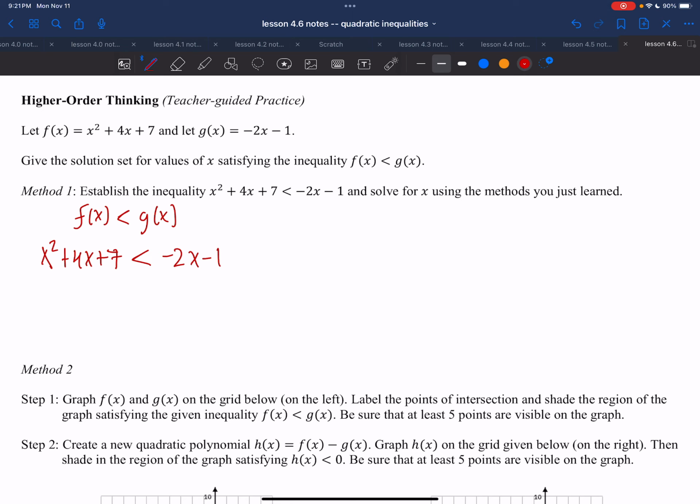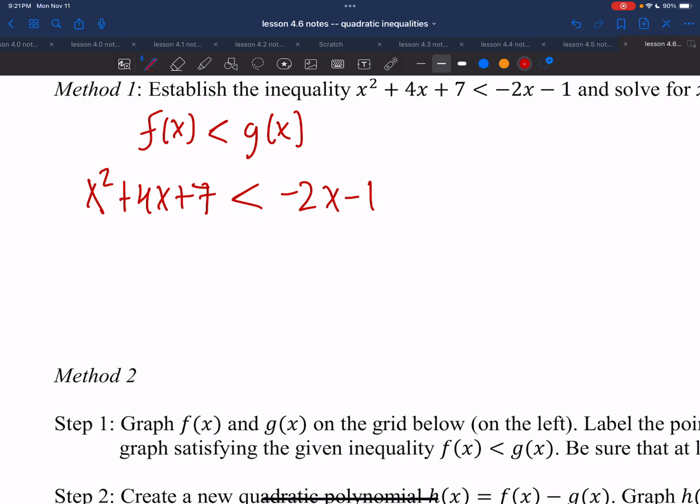So you'll notice that this is very similar to what we've been doing. The only difference is, we're going to add 2x to both sides, and we're going to add 1 to both sides, and I get x squared plus 6x plus 8 is less than 0.